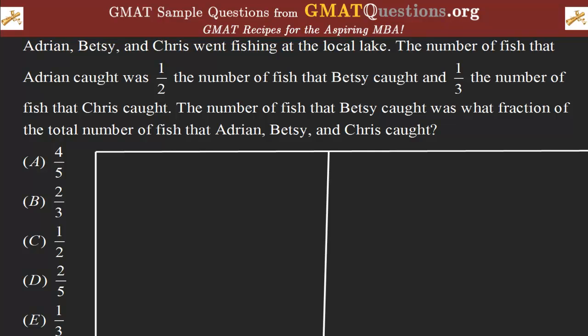Let's read the question. Adrian, Betsy, and Chris went fishing at the local lake. The number of fish that Adrian caught was 1/2 the number of fish that Betsy caught and 1/3 the number of fish that Chris caught. The number of fish that Betsy caught was what fraction of the total number of fish that Adrian, Betsy, and Chris caught?